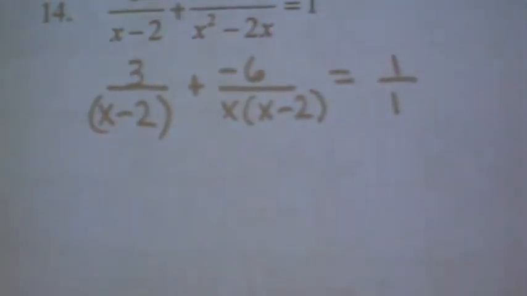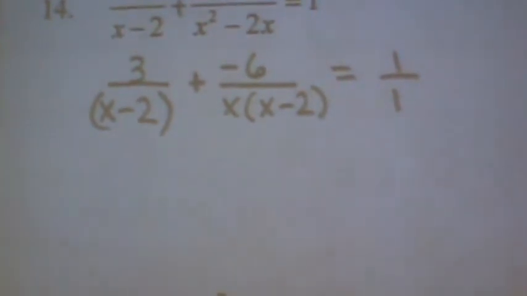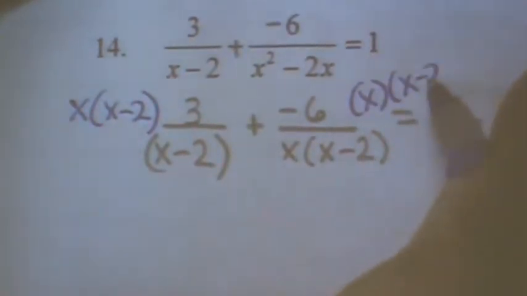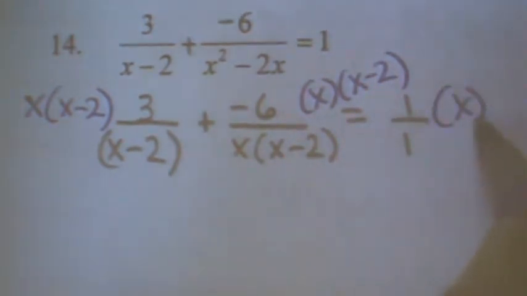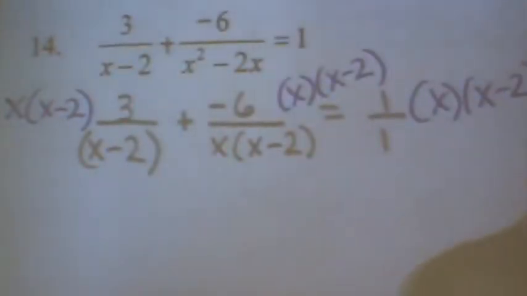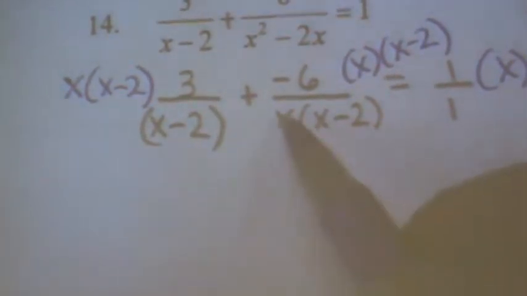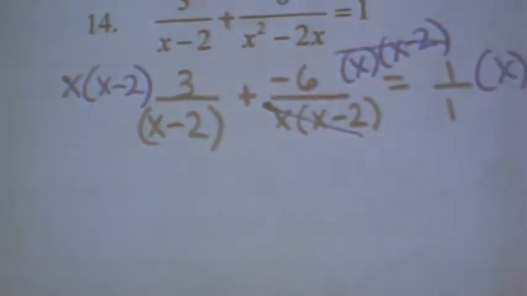Can you tell me what the common denominator is? It's an x and an x minus 2. So I'm gonna put an x here and an x minus 2, and an x here and an x minus 2 here. Why is it x and x minus 2? I gotta get rid of both of these, like that. These cancel, so you have 3x here.